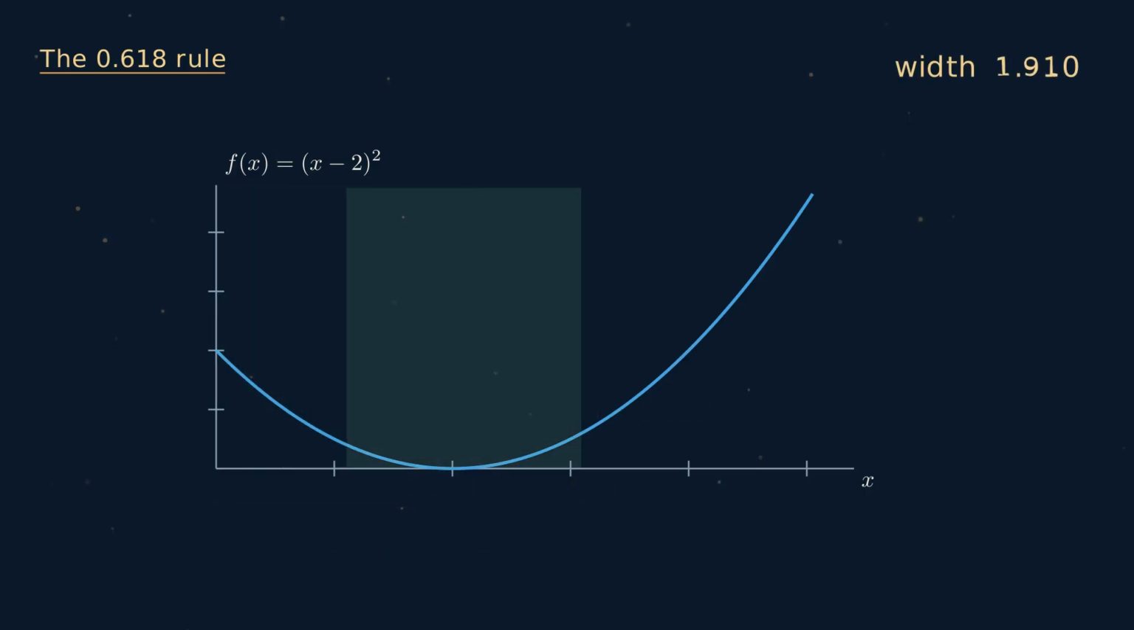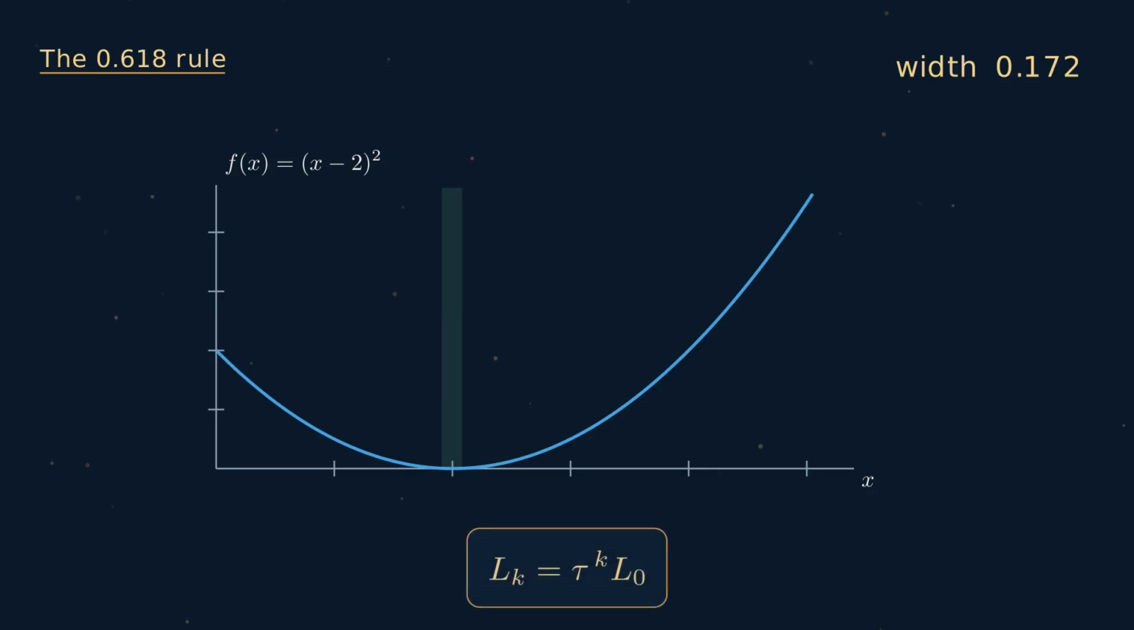Now just repeat. Each round trims another 38% off, and the surviving probe means you only pay for one new evaluation. Watch the window close on the answer. After k rounds, the width is tau to the k times the original. Geometric shrinkage, no derivatives, and no need to decide in advance how long you will run. You simply stop when the window is tight enough.